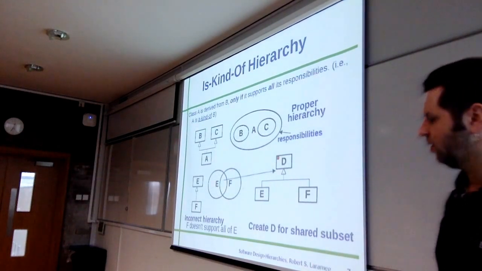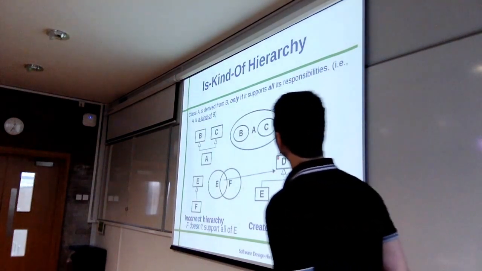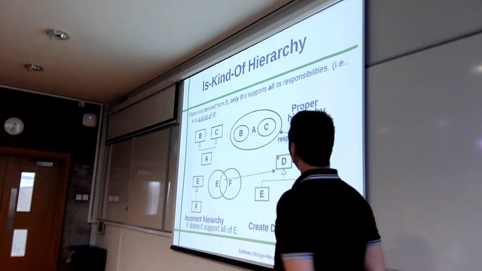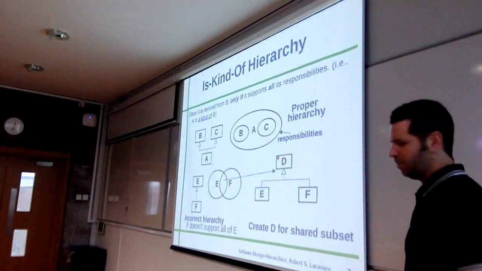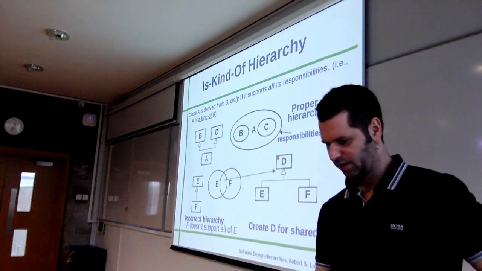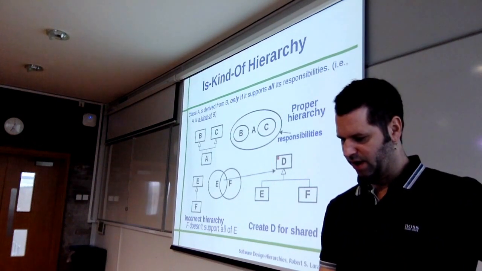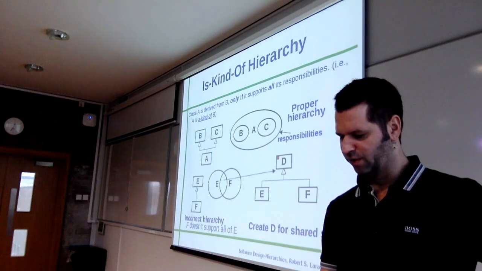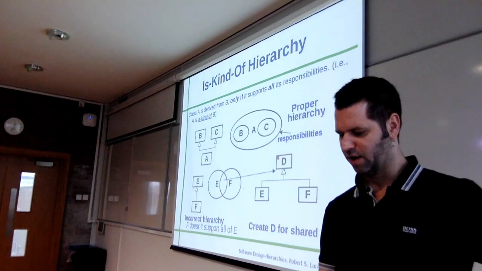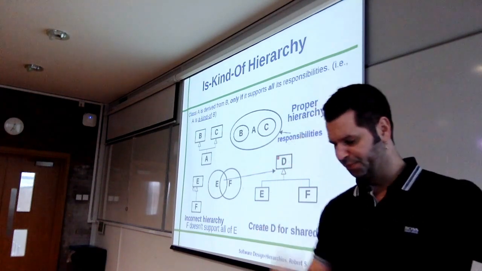So here are some more examples. Class A is derived from B only if it supports all of B's responsibilities. Is a kind of. So A is a kind of B, A is a kind of C. This is not a good hierarchy, right? If F doesn't support all of E's functionality, it's not a good hierarchy.